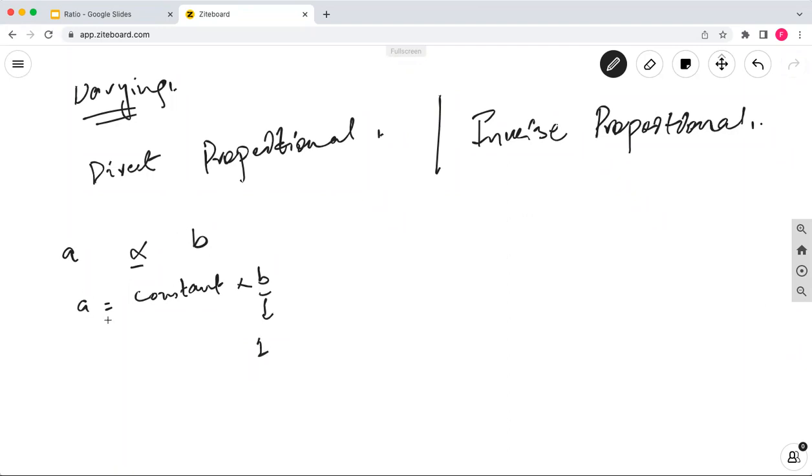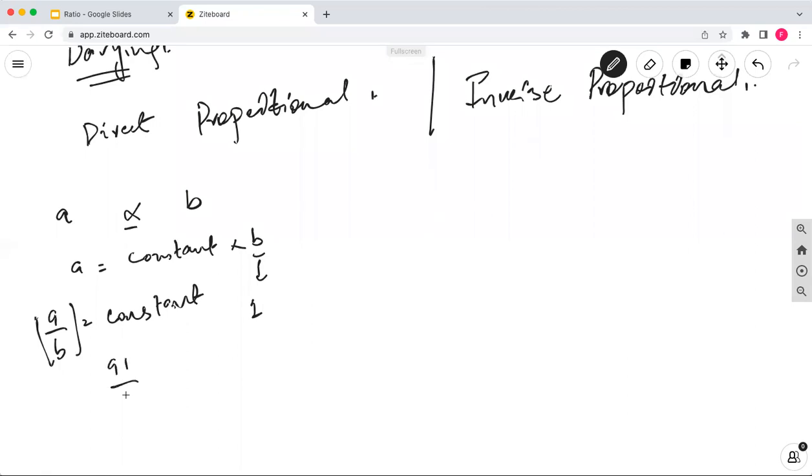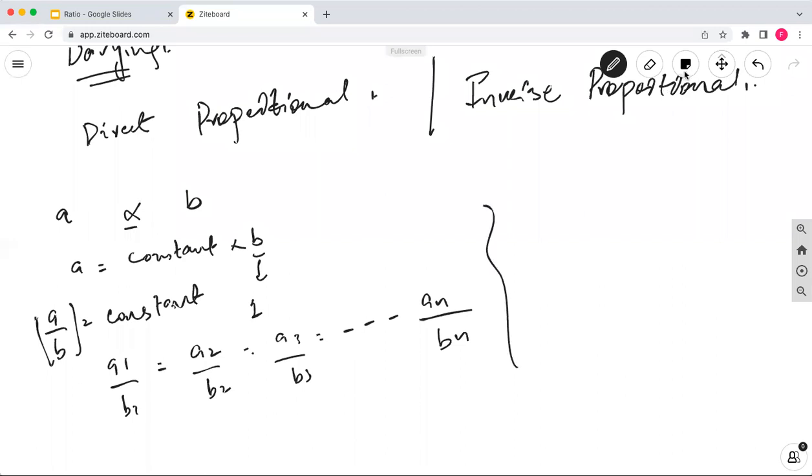I can also write this as A over B is equal to constant, which means that if you have a direct relation, the ratio between A and B will always be a constant, right? And if I have more than one value for A and B, I can write this as A1 over B1 is equal to A2 over B2 equal to A3 over B3 up till AN over BN. We will solve questions on these to get an idea about this.